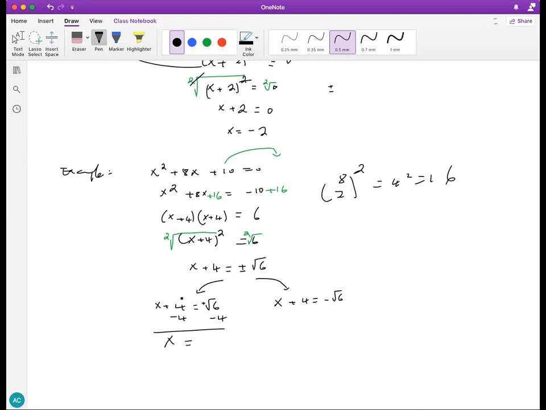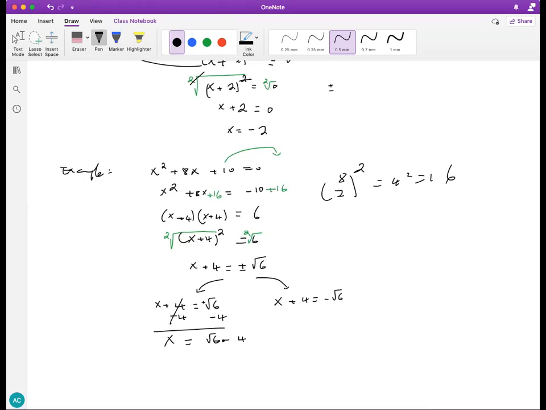X is, so we cancel these. X is radical 2. Why? I don't understand. No, you can't do that. This is radical 6. This doesn't have a radical. So okay. Radical, so it's going to be like this, yeah? Exactly. It will not change. It's going to be like this. And same thing here. If you subtract 4, x is negative radical 6 minus 4. And that stays like this. So there's nothing else you can do here. This is a decimal. You may turn this into a decimal number if you want, but that's about it.